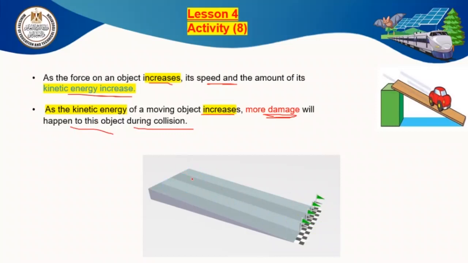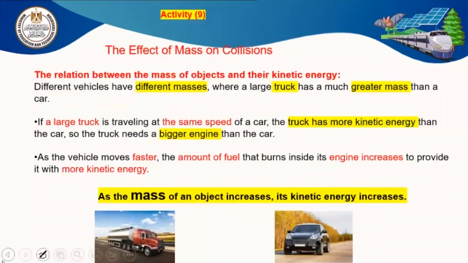Okay? See? This is the largest object, or the biggest. So it comes faster, its kinetic energy increases and its speed also increases. The effects of mass on the collision. The mass of the object and its kinetic energy are related to each other. If the mass increases, the kinetic energy increases, and its speed also increases.